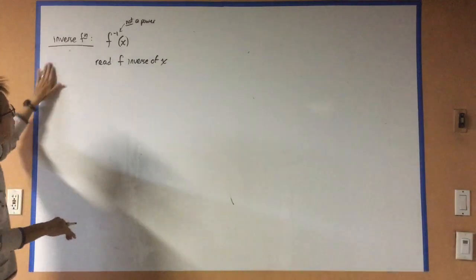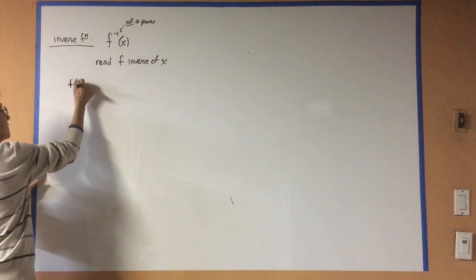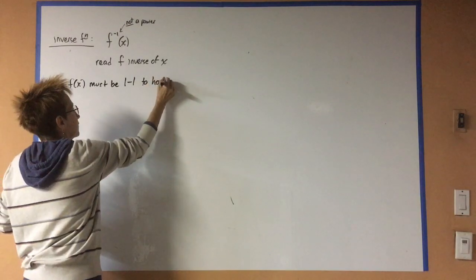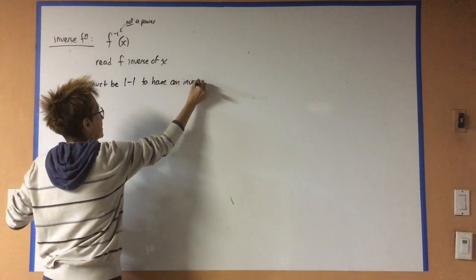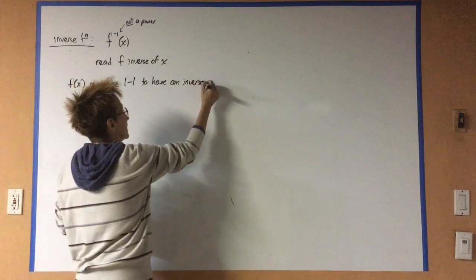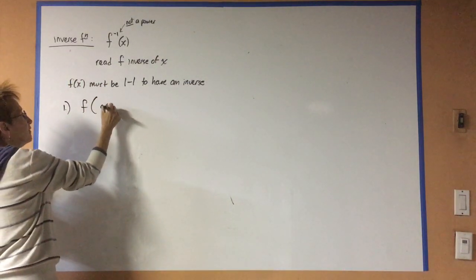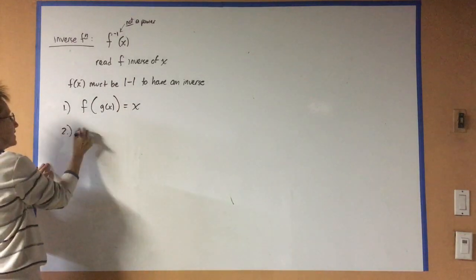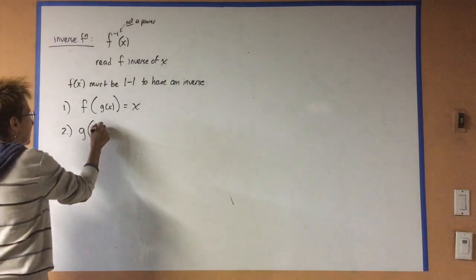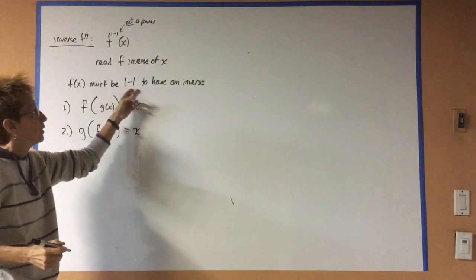And the fact is, for f of x to have an inverse, it needs to be 1-to-1. So f of x must be 1-to-1 to have an inverse. And the fact is if it has an inverse, then if I take f of its inverse, I'll get x. And if I take g of f of x, in other words, its inverse, and put the f into it, I'll get x.